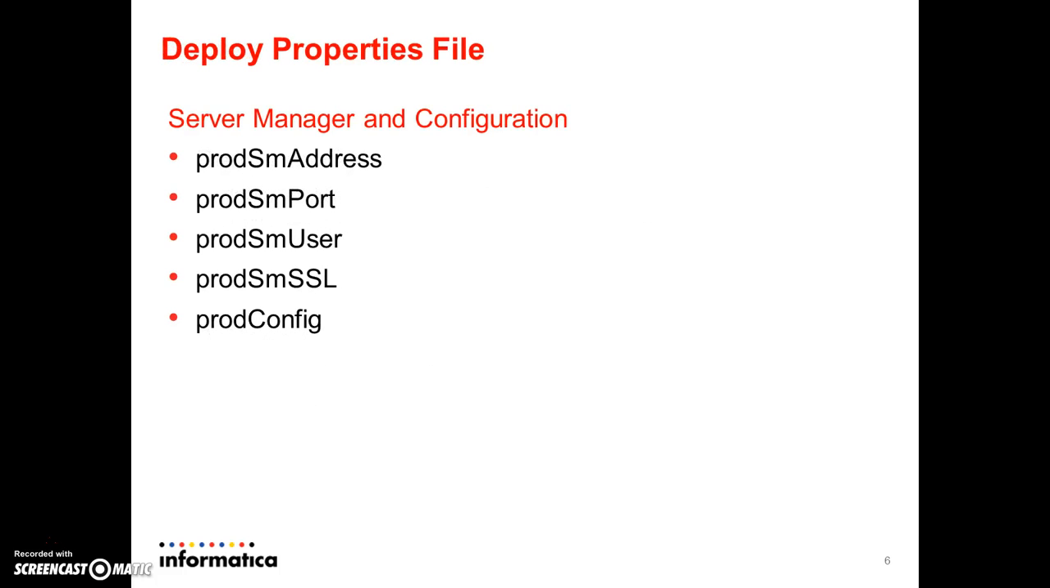So the things that you need to specify in the deploy property file are prod SM address. This is the host name or IP address of the system with the server manager main server instance in the production. Then its port number and then username. If the server manager server in the production uses an HTTPS connection, then mention prod SM SSL as true. If not, then specify it as false. Then prod config will be the name of the config of the production system.